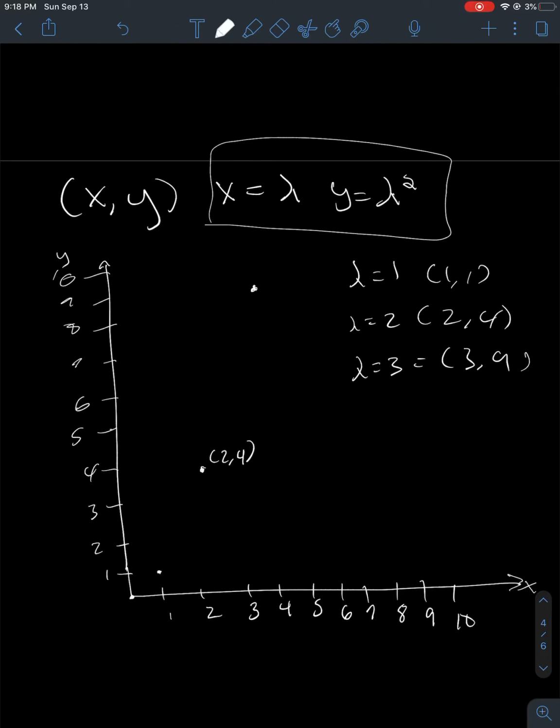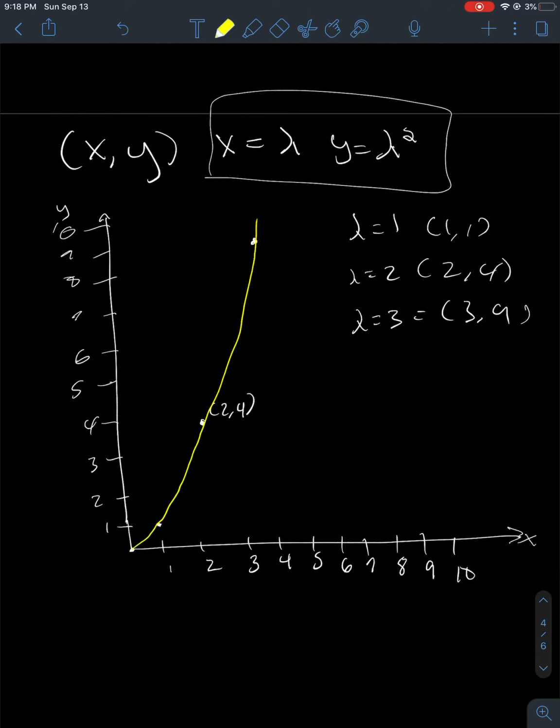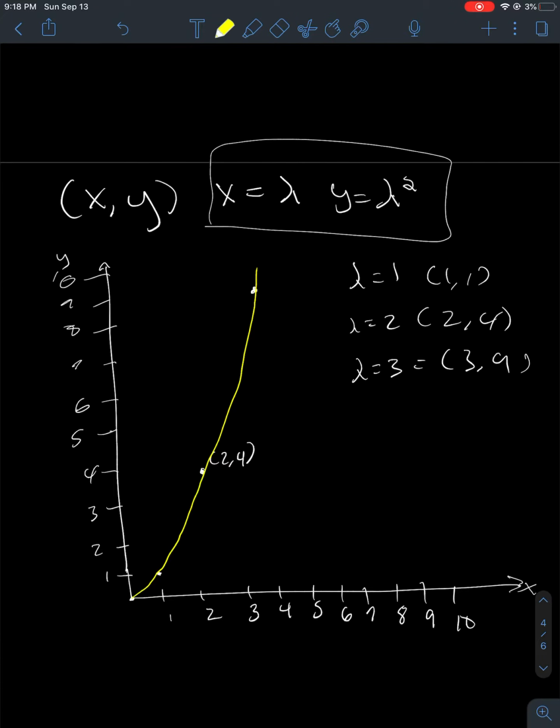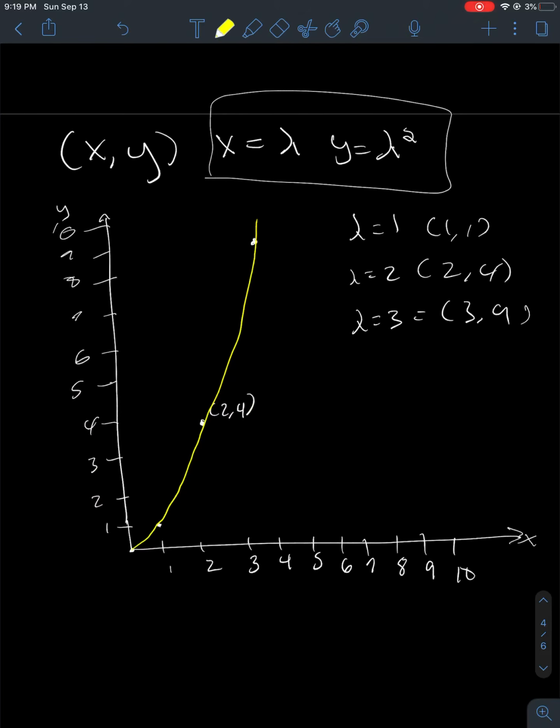And then we can't graph the rest because the graph is going to go off. But the path is going to look something like this over here. It's going to be a curve. So here is our path. We can call this path r of lambda.